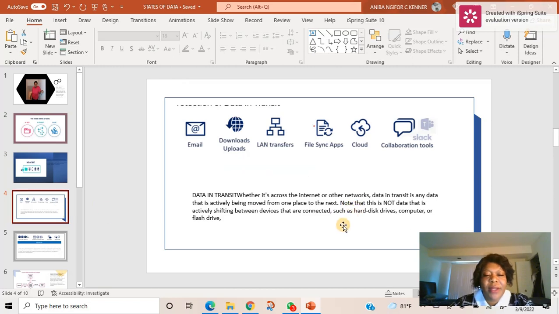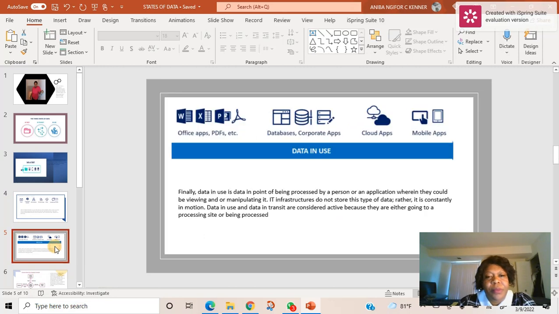We have data in transit. Here, whether it's across the internet or other networks, data in transit is any data that is actively being moved from one place to another. Note that this is not data that is actively shifting between devices that are connected, such as a hard disk drive, a computer, or a flash drive.